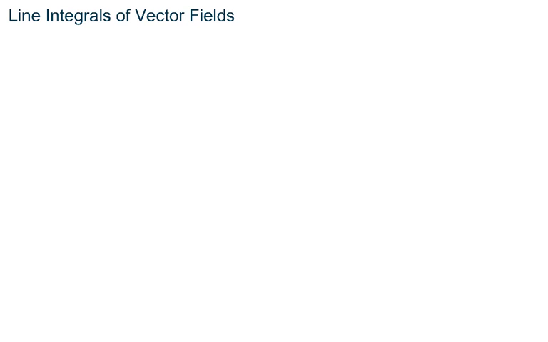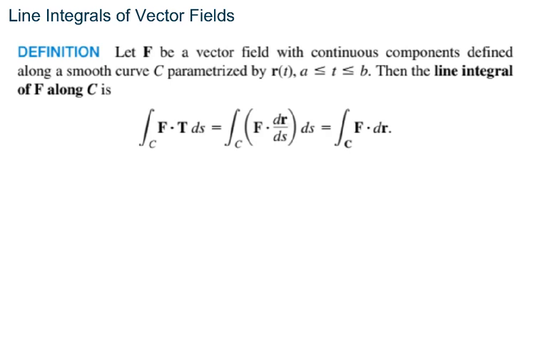So now, instead of considering the line integral only over a path C, now we're going to consider the idea of a line integral of a vector field along the curve. For our definition, let F be a vector field with continuous components that are defined along a smooth curve, C, parametrized by r, over the interval where t is between a and b.